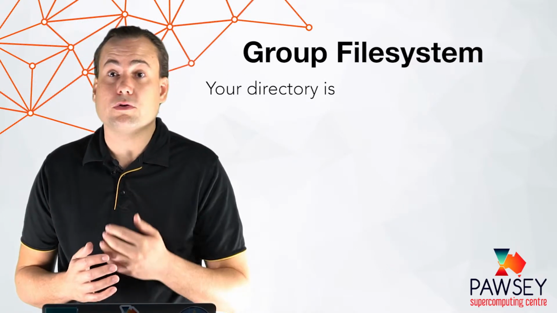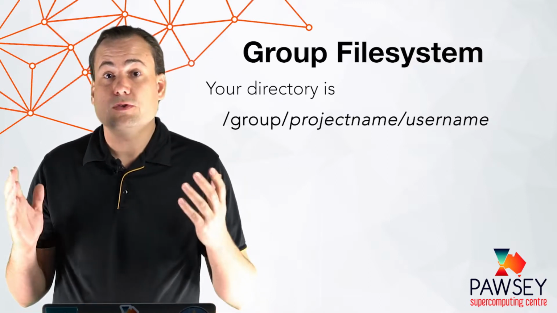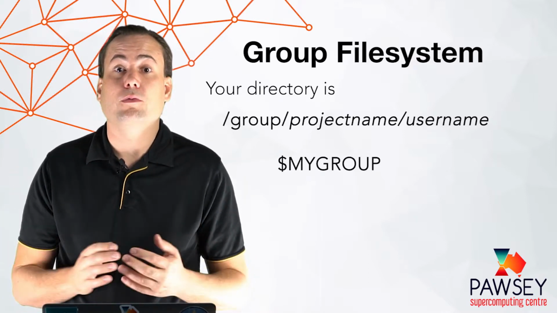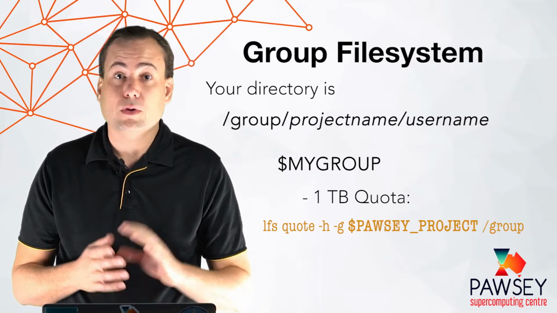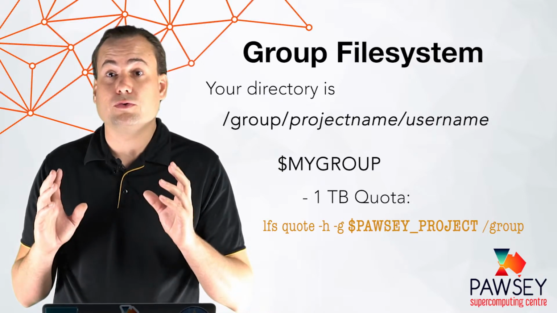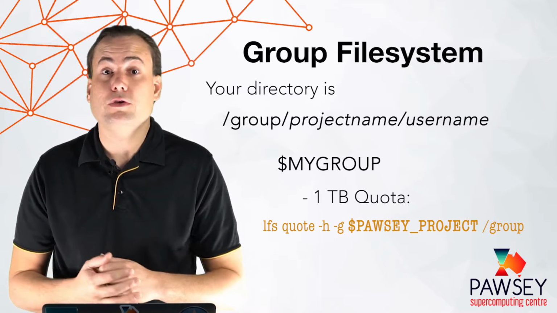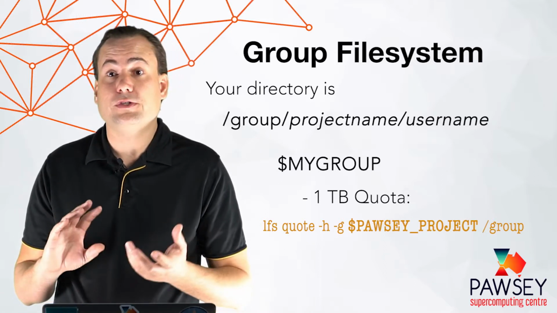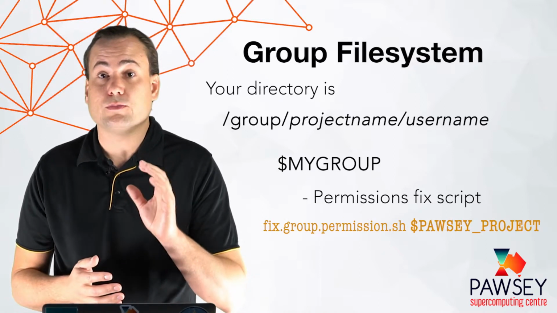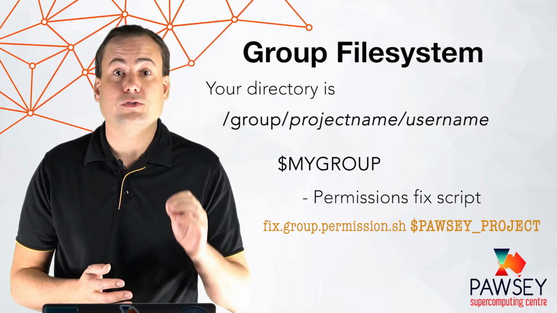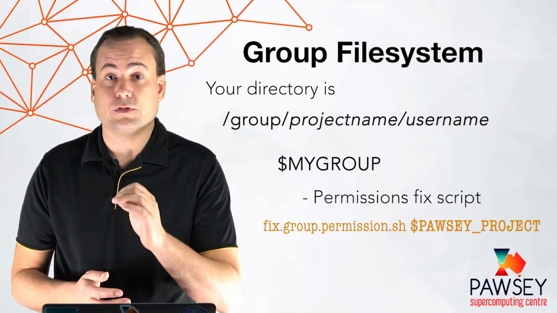The path to your group directory for a project is /group/projectname/username. For accounts with a single project, the $mygroup environment variable can be used for convenience. The quota is for files that belong to your project group, and problems can occur if the files in /group belong to your user group instead of your project group. By default, files created in group should automatically be in your project group, but occasionally options set on the data transfer programs such as rsync may override this behavior. We have written a script to fix the permissions if this occurs called fix.group.permissions.sh, which is used followed by the project name to fix the files.